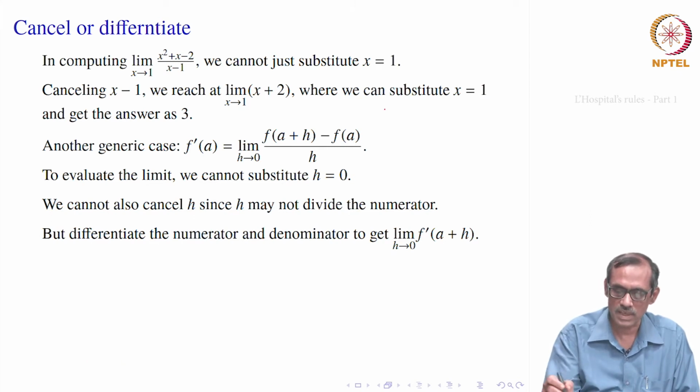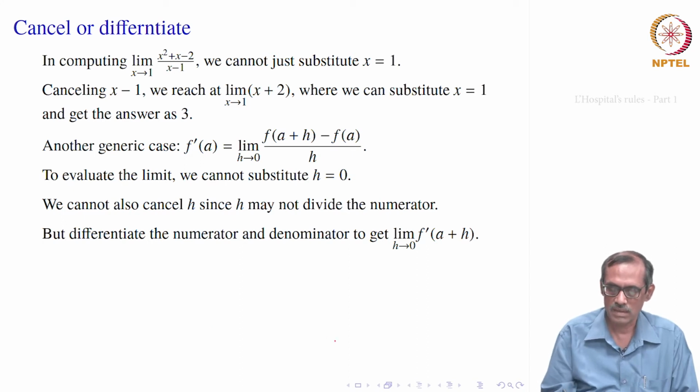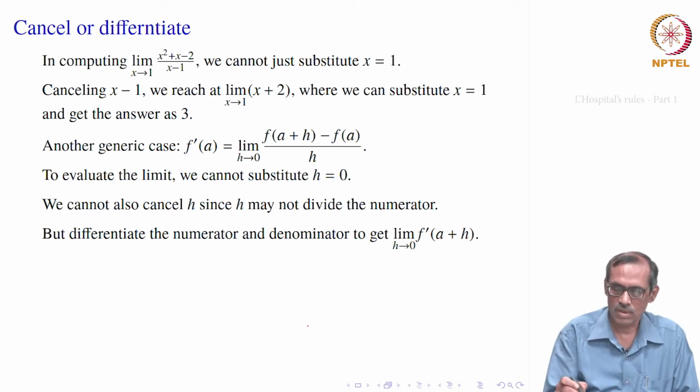Suppose we differentiate the numerator independently and the denominator independently. The denominator turns out to be 1, differentiating with respect to h, the variable for which we are taking the limit. So, the denominator becomes 1 and in the numerator f of a is a number, so that gives 0, and it is just f prime of a plus h. Now, here if you substitute h equal to 0, you would get back f prime a.